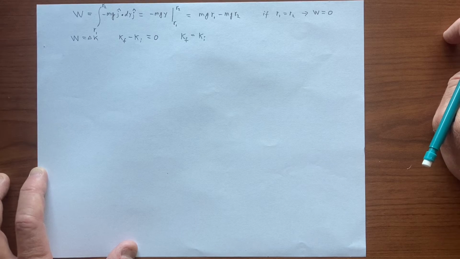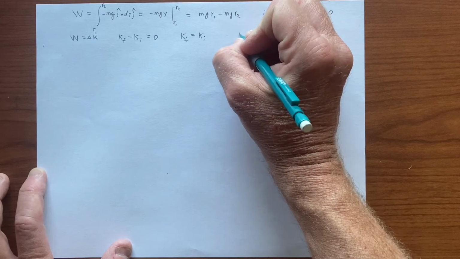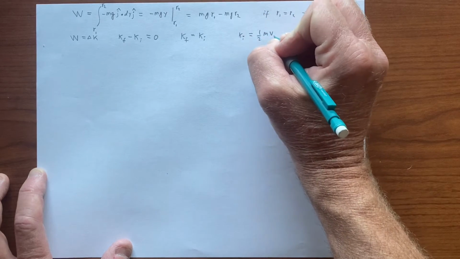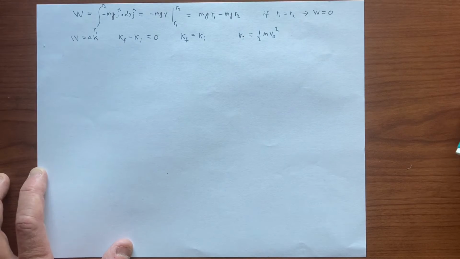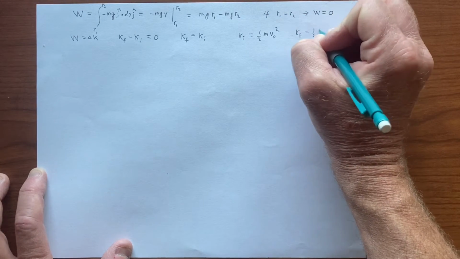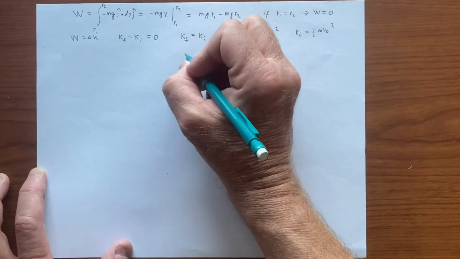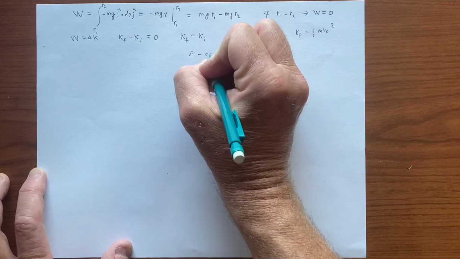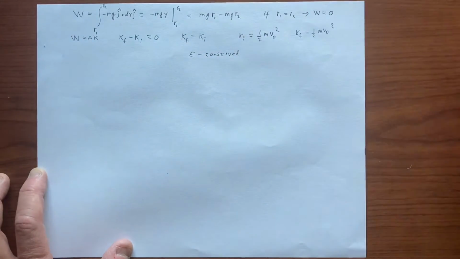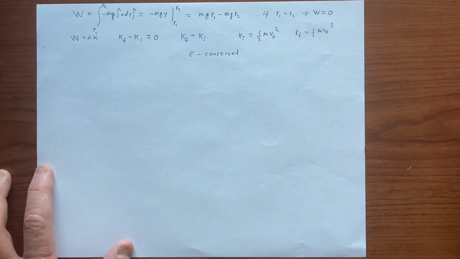And so the kinetic energy, when the object reaches ground again, must be the initial kinetic energy. So we launch an object up with speed v naught, and so it has initial kinetic energy 1/2 m v naught squared, let's say. Then the final kinetic energy is the same, and we have energy conservation. So this is E is conserved.